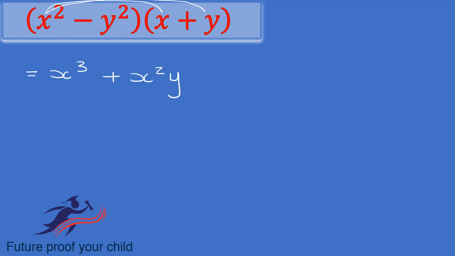Then inner terms, minus y squared times x. Now, I prefer to write it in alphabetical order, so I'm going to write minus xy squared. Then the last terms, minus y squared times y is minus y cubed. You need to leave the answer like this because if you look very carefully, those are not like terms.